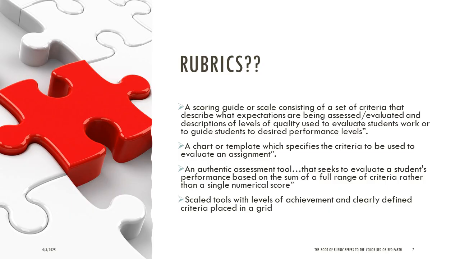And the last definition, which is very simple, is a scale tool with levels of achievement and clearly defined criteria. But the important thing about this is that it is placed in a grid. So it's not only a checklist, and we will come in the next slide to know the difference between a checklist and a rubric. Here, what's important: level of achievement, scaled tool, clearly defined criteria, placed in a grid.